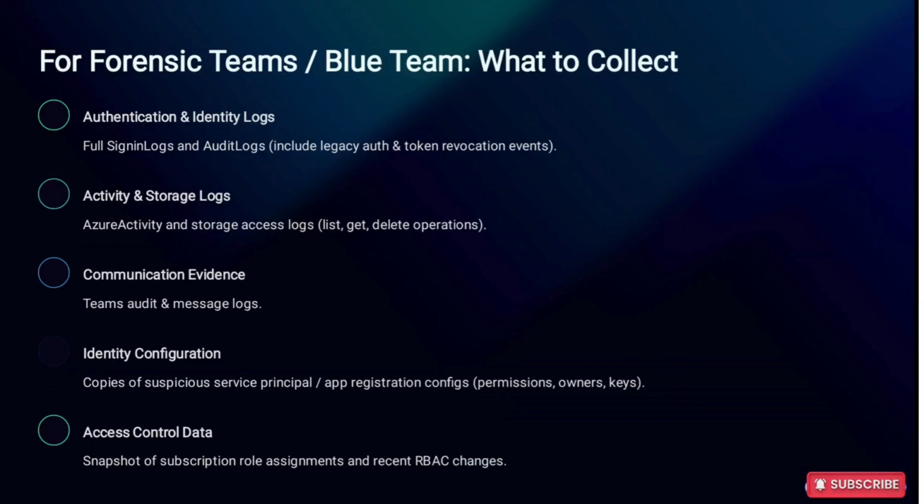For forensic teams and blue teams, what to collect? One is authentication and identity logs: the full sign-in logs and audit logs. Activity and storage logs, and communication evidence like Teams audit or message logs. Identity configuration: copies of any suspicious service principals or app registration config, permissions, owners or keys. Access control data, like a snapshot of subscription role assignments and recent RBAC changes.